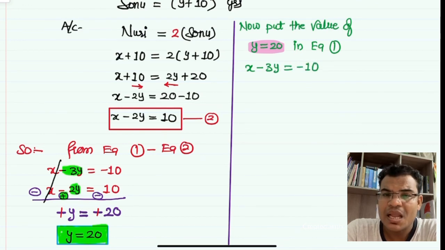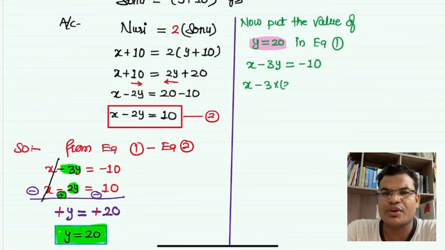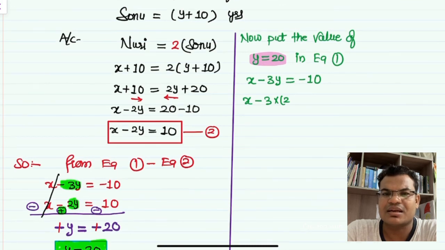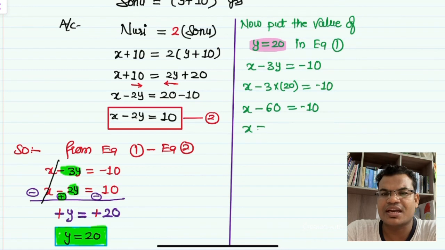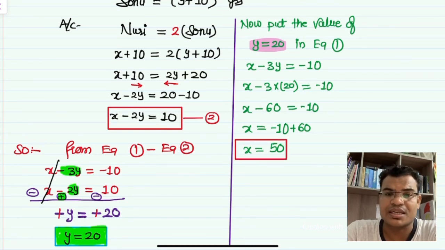So what is equation 1? x minus 3y equals minus 10. x minus 3 into 20, where 20 is the value of y. So x minus 3 into 20 equals minus 10, and 20 into 3 will be 60, so x minus 60 equals minus 10. This minus 60 will go to the right hand side and become plus 60. So minus 10 plus 60 will be plus 50, because 60 minus 10 is 50. So you have x equals 50 and y equals 20. These are the values of Nuri's and Sonu's ages.